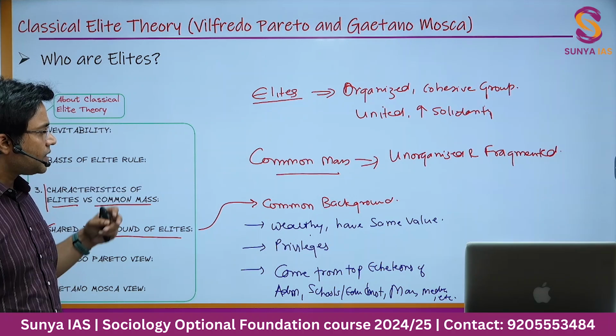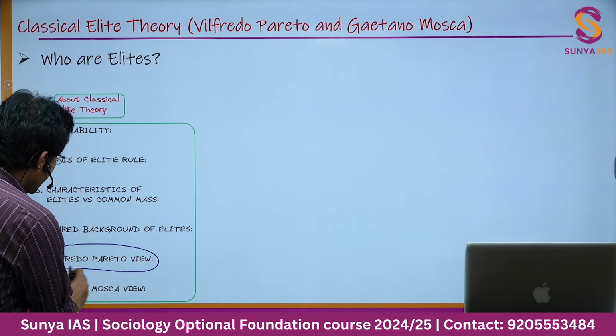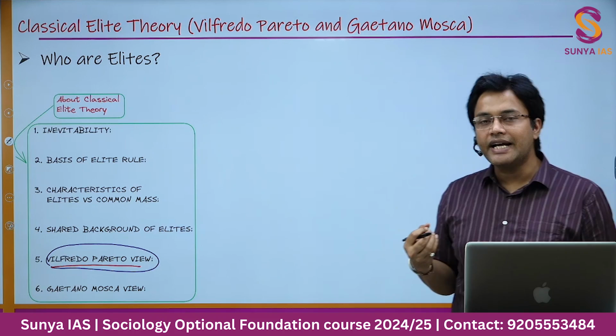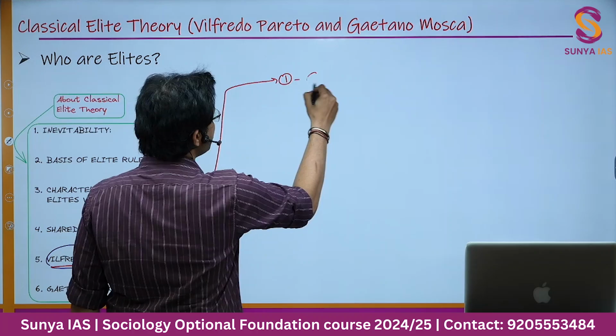Now we will talk about Vilfredo Pareto's view. Here, Vilfredo Pareto talks about circulation of elite, and he says that history of society consists of one type of elite continuously being replaced by another type of elite. So that is why there is a terminology that he propounded, that is circulation of elites.